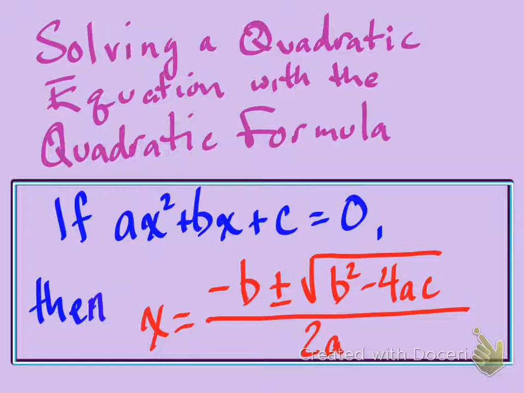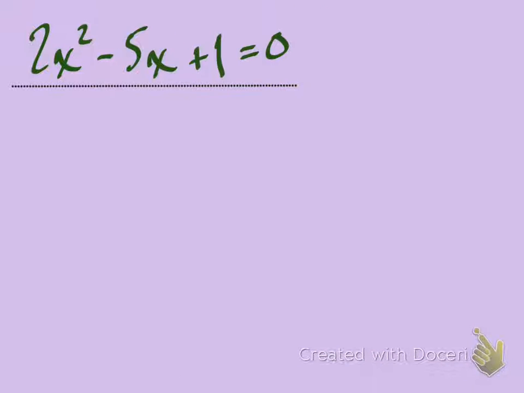We're just going to show you how to use it to solve a quadratic equation, such as 2x squared minus 5x plus 1 equals 0. Well, you notice that it is set equal to 0. So let's figure out first what a and b and c are. There they are. A is 2, b is negative 5, and c is positive 1.